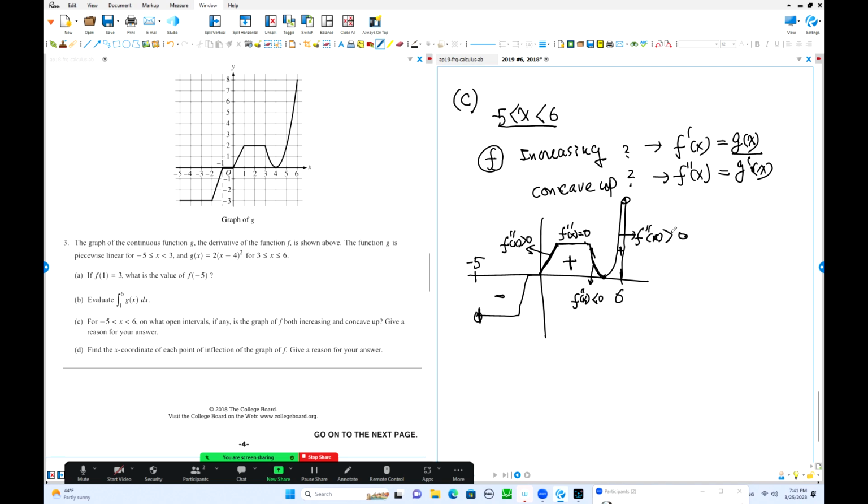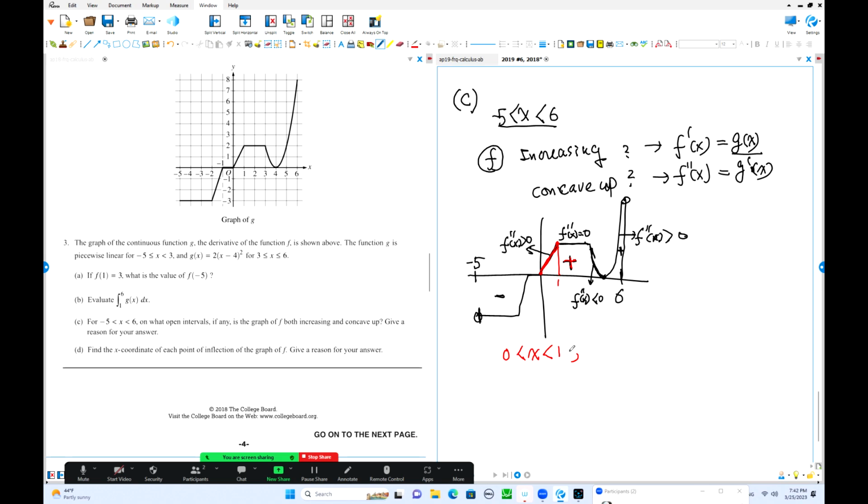Okay, so which interval over here is concave up and increasing? Only these portions, from here to here, right? That is increasing, and its slope is positive, concave up. So we take this one. Where is it? 0 and 1 over here. So if x is from 0 to 1, the graph of f is both increasing and concave up.